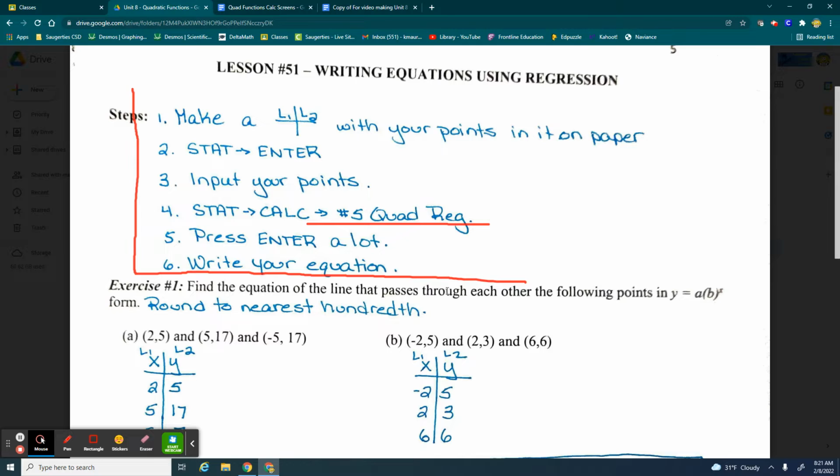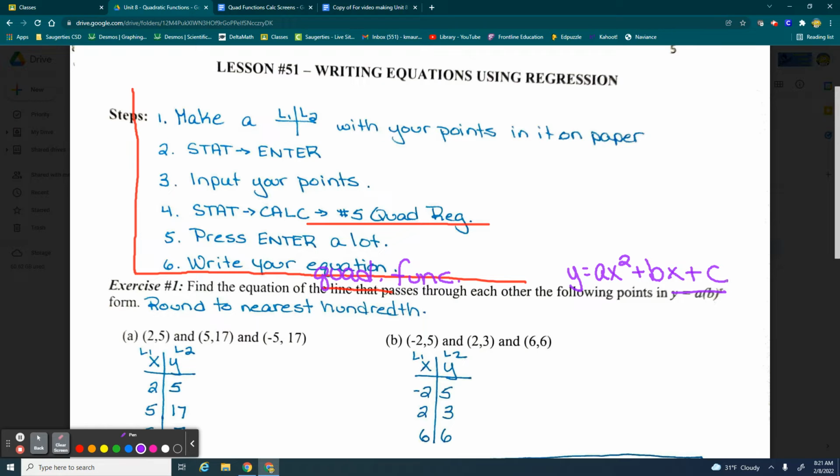Now for exercise 1, we're going to find the equation. Oops, there's a typo here. It's not a line. Find the equation of the, let's change this color, quadratic function. It was a copy paste. And the following points in y equals ax squared plus. Now we're going to round to the nearest hundredth.